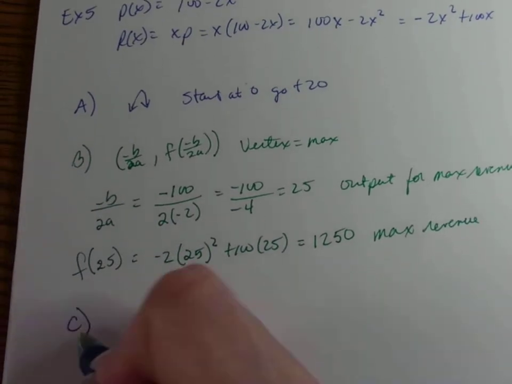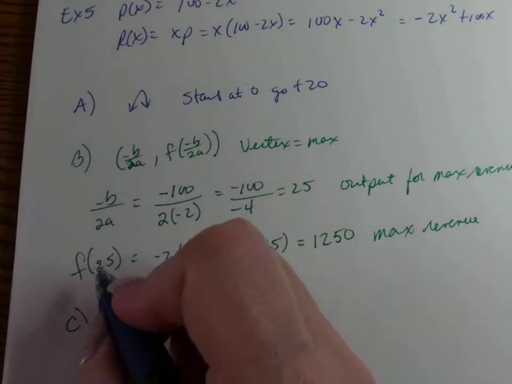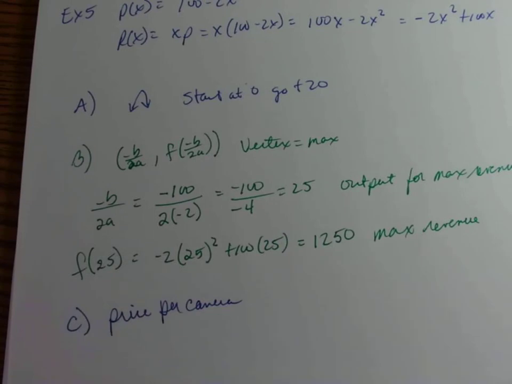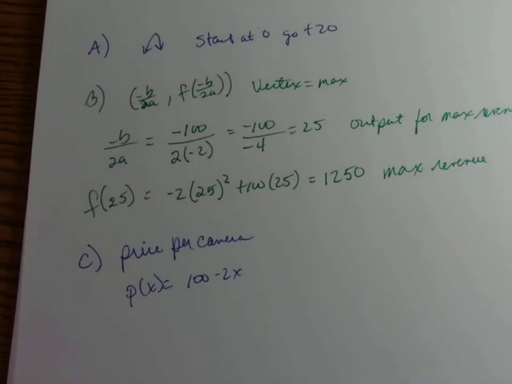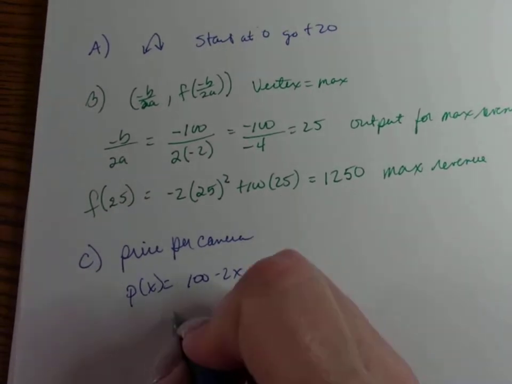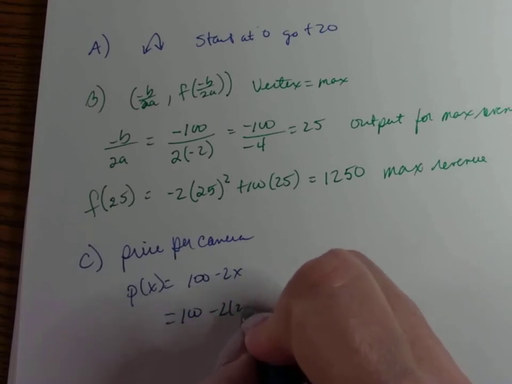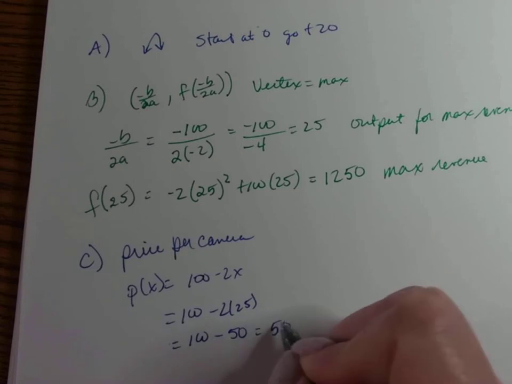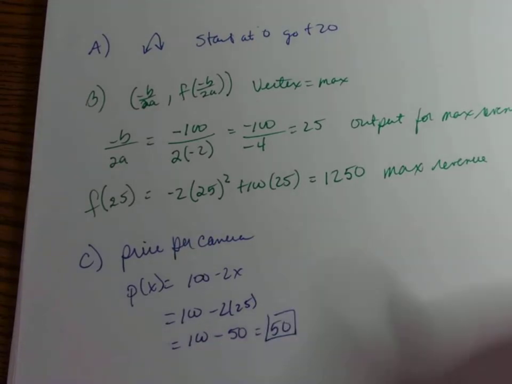And then part C, we need the price per camera. So our P of x formula was given to us as 100 minus 2x. That's our price. And we know that the x that we found was 25. So 100 minus 2 times 25 will get us 100 minus 50, which will be 50. Okay. All right. That teaches us a little bit about some quadratics.